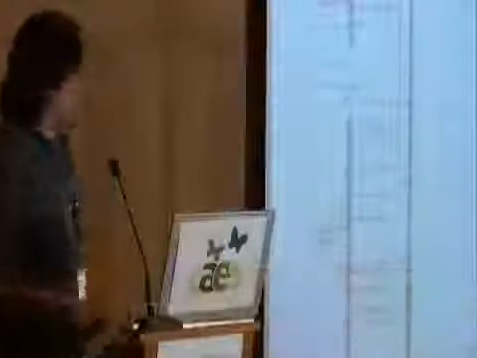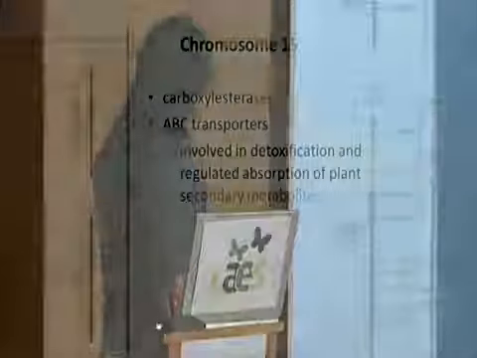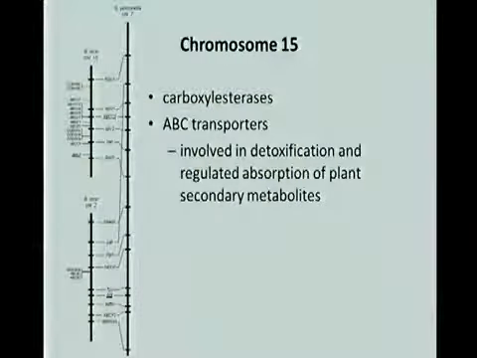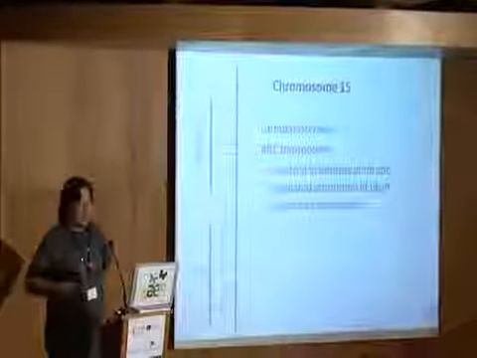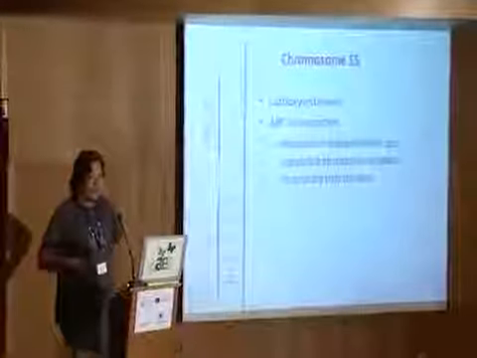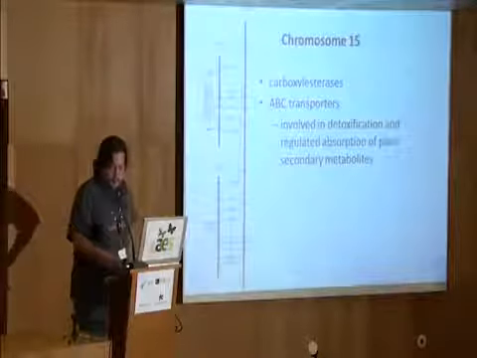If we look at chromosome 15, it was shown that in Bombyx mori, chromosome 15 harbors two clusters of carboxylesterases and the largest, major cluster of ABC transporters. These are gene families involved in detoxification and regulated absorption of plant secondary metabolites. So these are, in fact, performance genes because they affect survival and growth of larvae on their host plants.